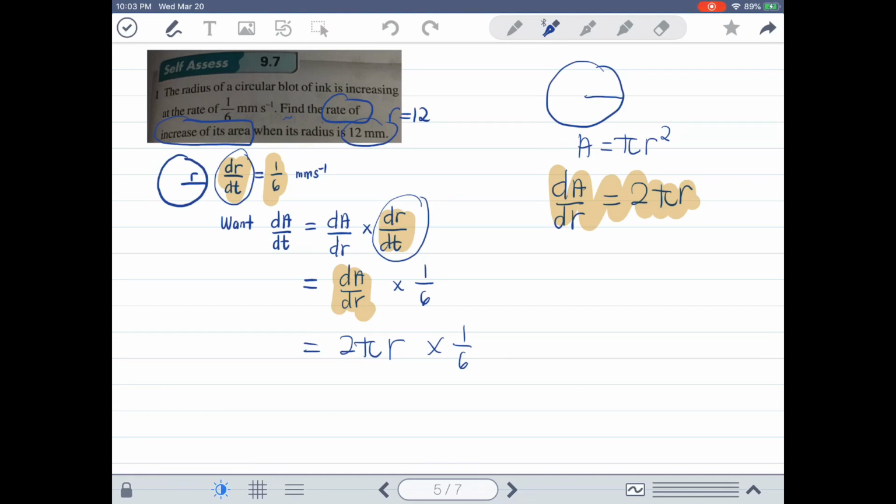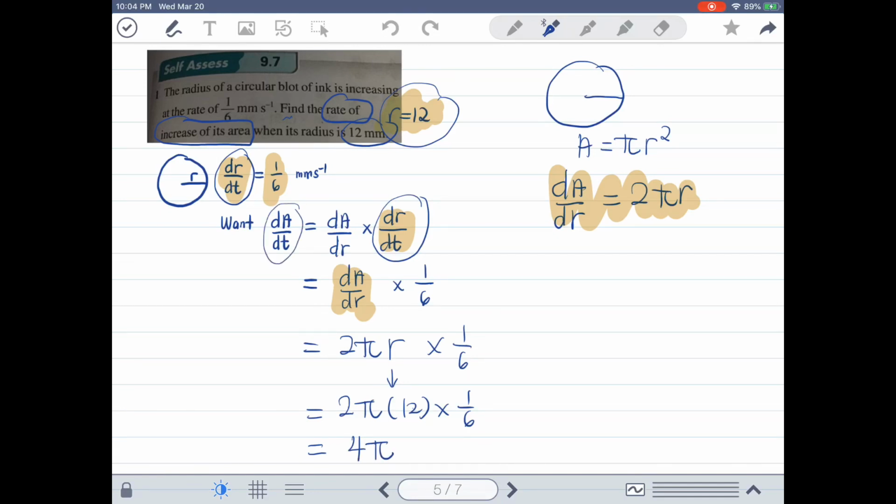And it is stated in the question that r is just 12. So we insert r with the value of r is 12. Just substitute the value of r, so we should get 2 pi times 12 times 1/6. So press your calculator. 12 times 2 is 24 divided by 6. So the final answer is 4 pi.